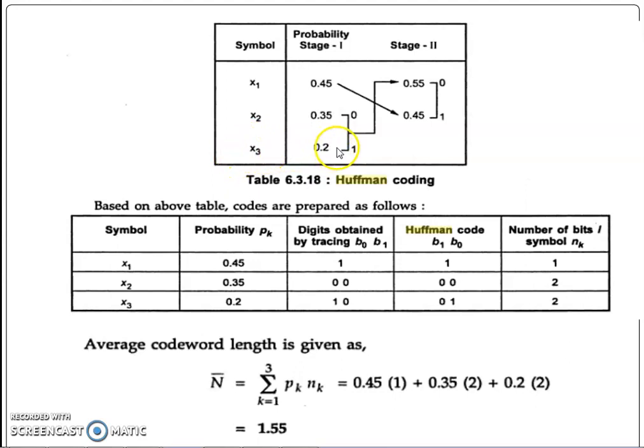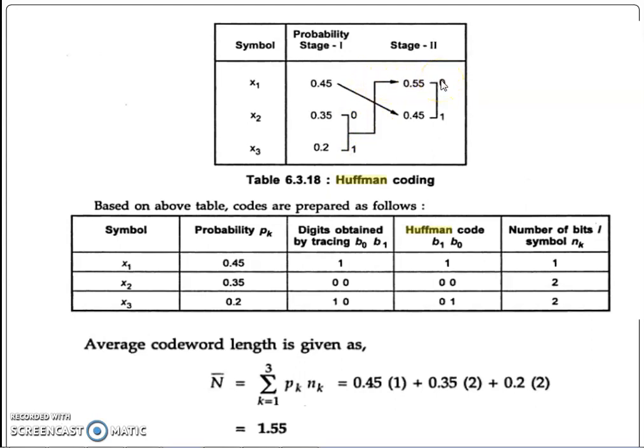I will first track the path for 0.2. Start from this. This will be the path you can see for 0.2 or x3. But when I have to give the code, it will be 0 1. So that is the code for the x3 symbol, having probability 0.2. In a similar way, I will find out the path for 0.35. The path is like this. This is the path for 0.35.